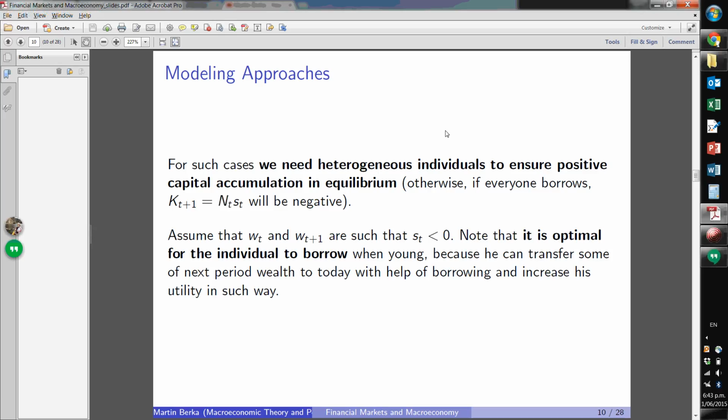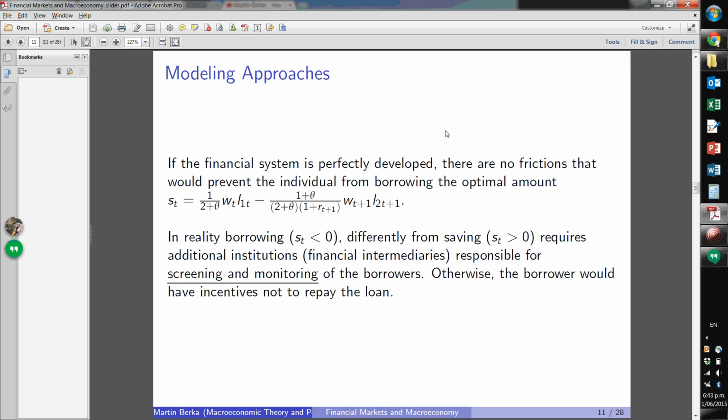Okay, so assume that both wages are such that the savings is negative, or in other words, it is optimal for the individual to borrow when they're young, and this allows them to increase their utility. So in a perfectly functioning financial system, that equation which we just had, which is replicated here again, would be the optimal amount of savings that this individual would like to make, and in this case it would be borrowings.